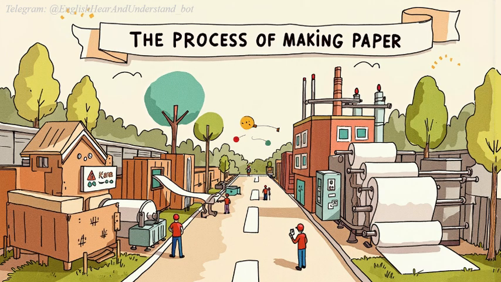Step 9. Packaging and shipping. The final step in the paper-making process is packaging and shipping. The finished paper sheets are packed into boxes and sent to stores, schools, and offices. People buy the paper to use for writing, printing, and drawing.